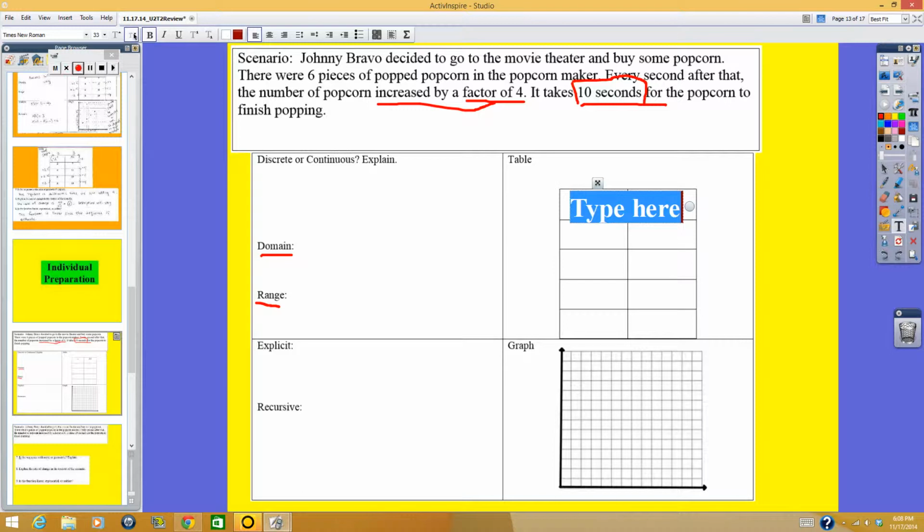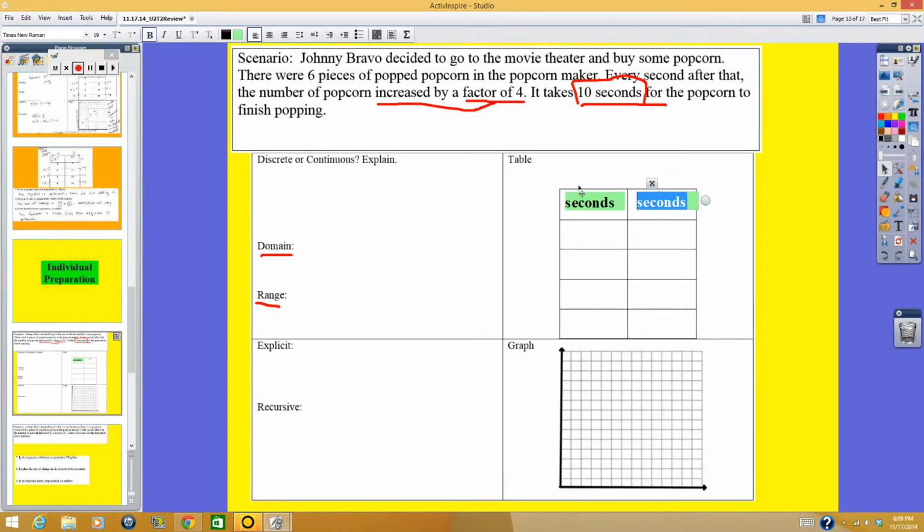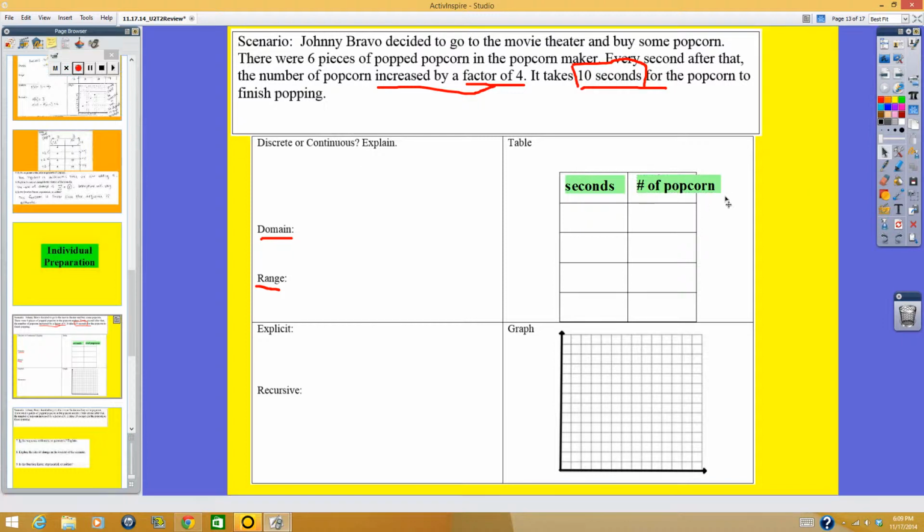So for me, I don't like that this table says x and f of x, so I'm going to start labeling things based on what we see. On the left hand side they're usually talking about time, or it's the independent variable. It's the thing that we can control. So they're talking about seconds, that should be going there, okay? And what's dependent, what's changing because of that, is the number of popcorn. Alright? So hopefully that's okay.